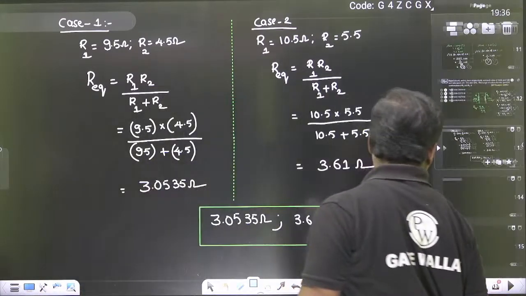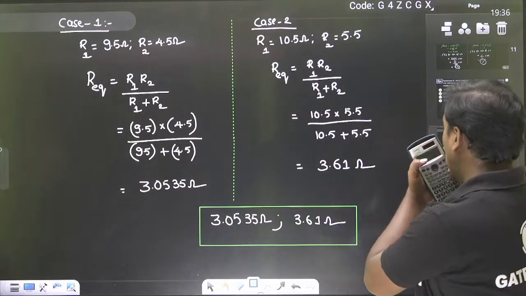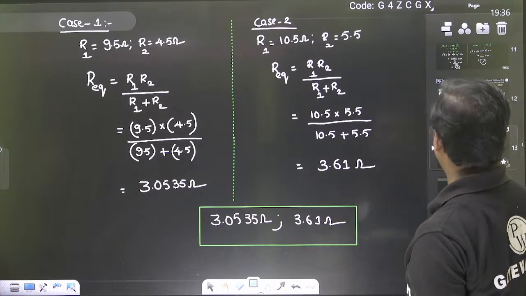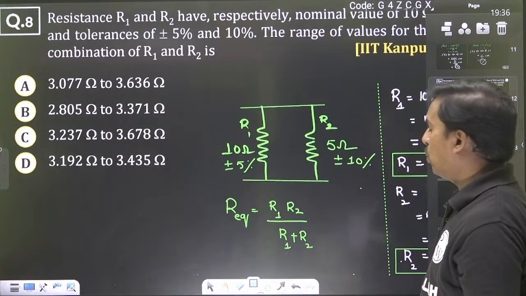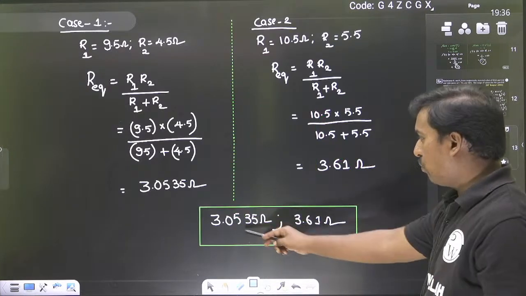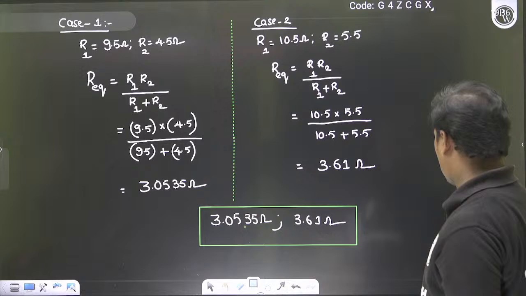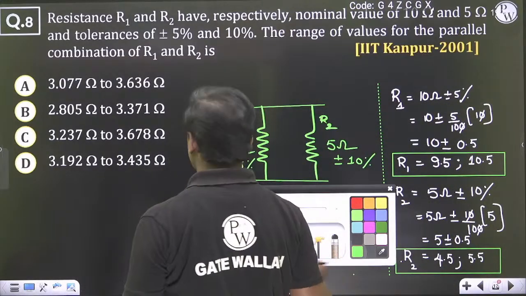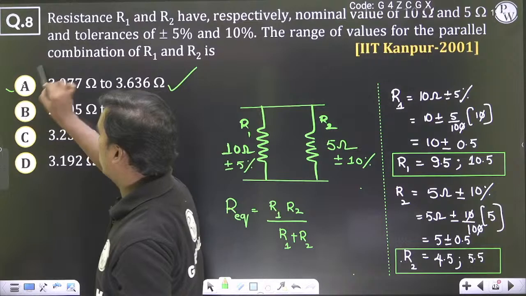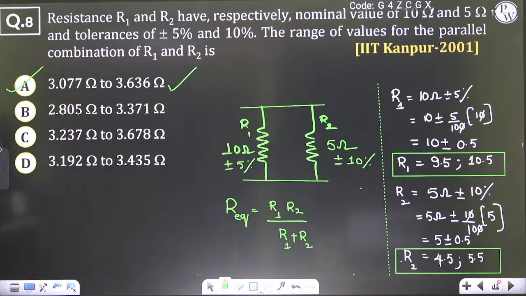So if you see the possible combinations, 3.05, 3.61. The closest answer is 3.0535, 3.61. Option A will be the matching answer. Yes, perfectly matched. Very good catch.